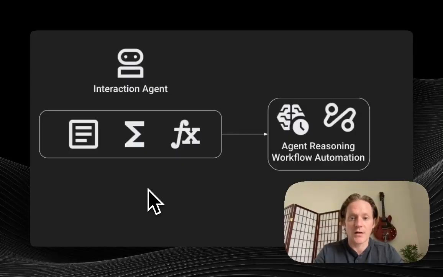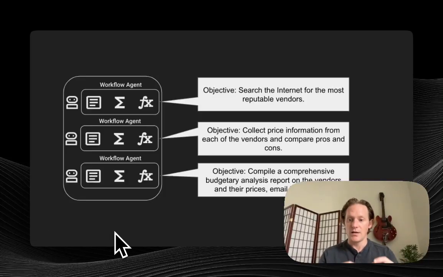Today, I'm introducing agent reasoning workflow automations. This is a very powerful tool that allows you to define individual agents for steps of a workflow. Each agent has its own set of tools and an objective that it needs to fulfill within the workflow.